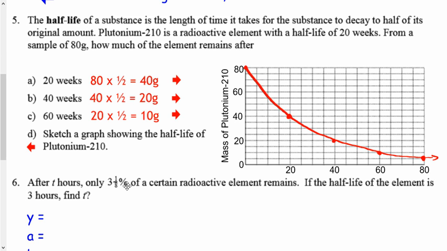So here, we're starting with the 80 grams here, which will be right along the y-axis at a time of 0. 20 weeks later, we have half as much. 20 weeks after that, half as much as we had at 20 weeks. And then 20 more weeks, half and half. And it would continue like that, halving every time. So we'd say that's the half-life for plutonium-210.